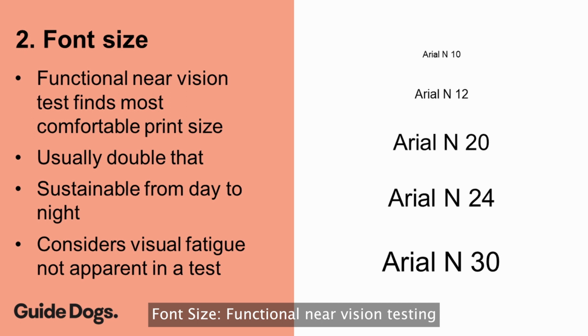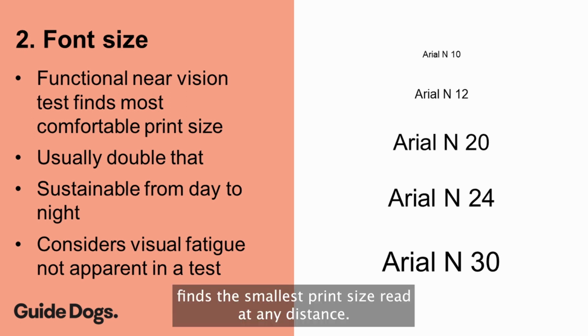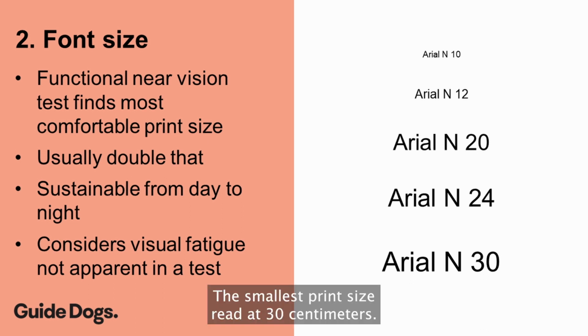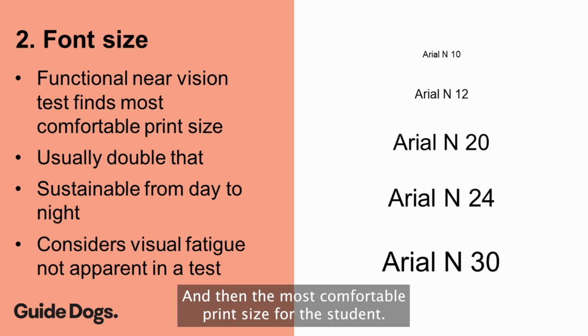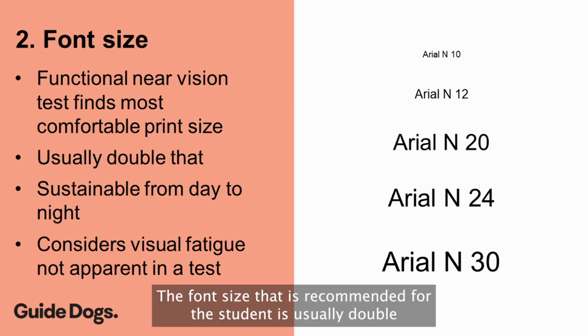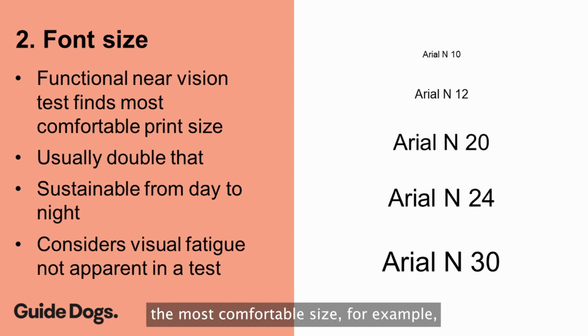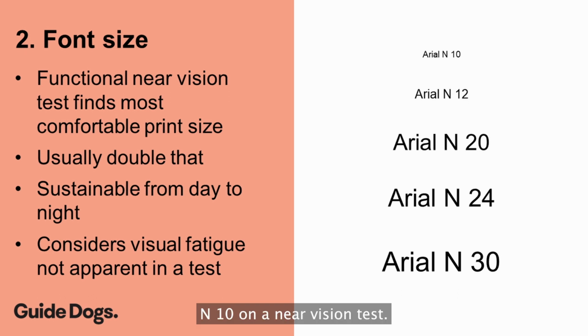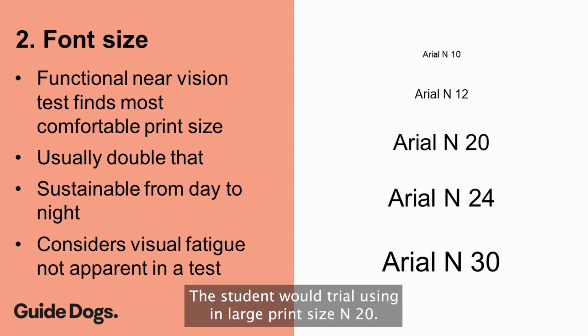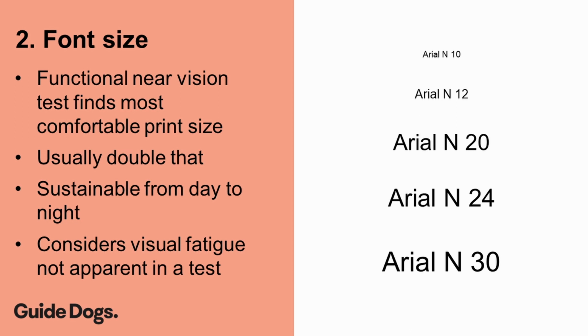Font size. Functional near vision testing finds the smallest print size read at any distance, the smallest print size read at 30 centimetres, and then the most comfortable print size for the student. The font size that is recommended for the student is usually double the most comfortable size. For example, N10 on a near vision test, the student would trial using enlarged print size N20.